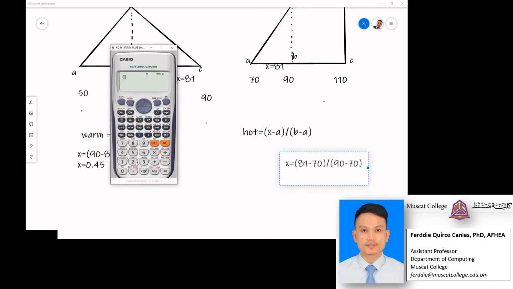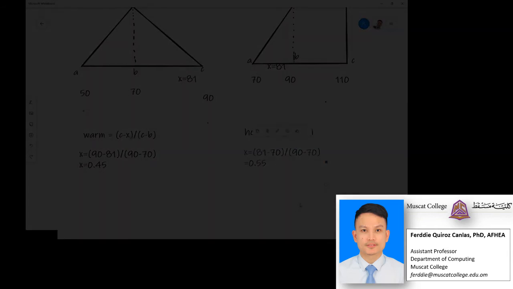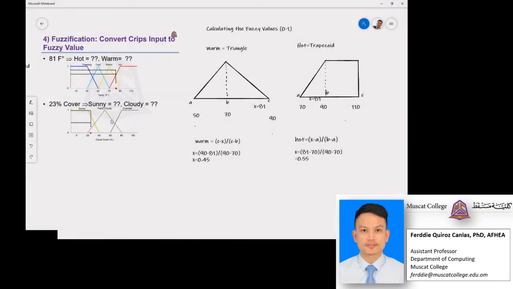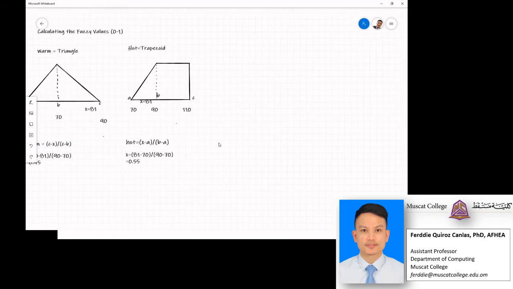So this will be close parenthesis 81 minus 70 divided by 90 minus 70 equals 0.55. Okay, so this should be the value that we're going to get. Good. Let's now calculate for the cloudy and the sunny. Okay, so let's try to calculate it. So let me just go with sunny and cloudy. Let me just copy this so that we won't be moving too much here.